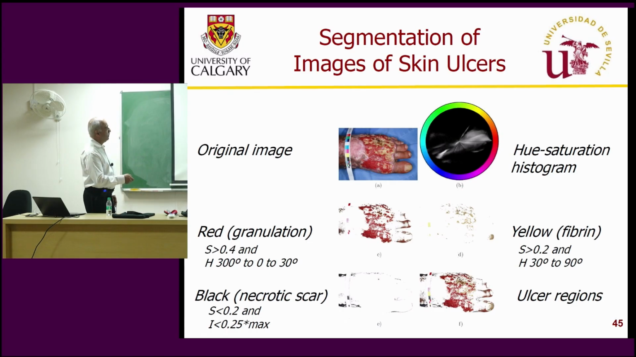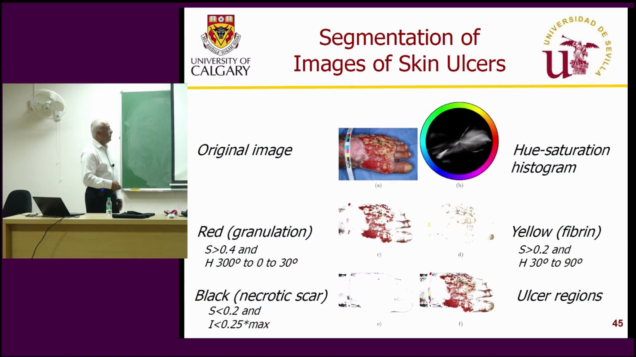Yellow is called fibrin. I went with a lower saturation, 0.2, 30 to 90 degrees. It could be made narrower. Yellow doesn't go that far. But the yellow patch also has come. The red and pink patches are here from this calibration patch. Black is necrotic scar. There isn't much, maybe only that little bit.